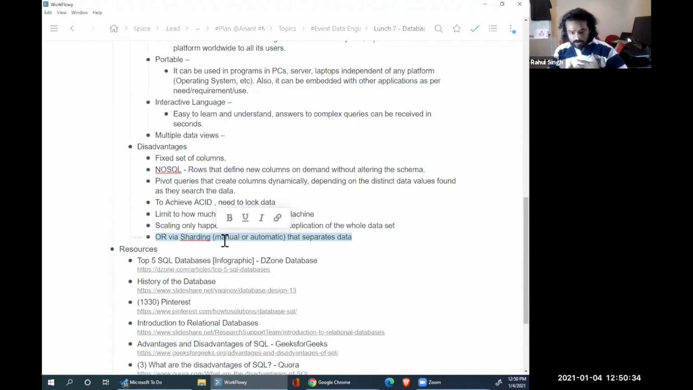Now, the application may need to be configured such that when I go for a particular customer, it's going to go to that particular server, or you can do it automatically using software that does it for you, or these new SQL databases, which are basically distributed relational databases that do it for you.